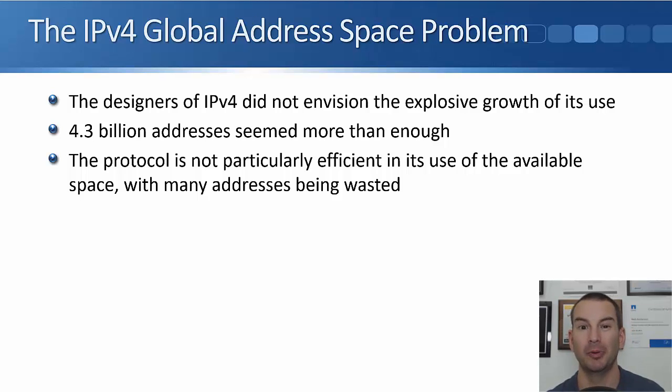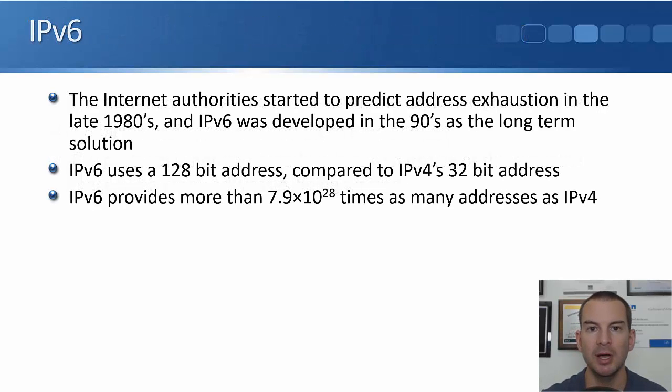Another problem is that the protocol is not efficient in the way that it allocates addresses. Again, because they thought that they had more than enough addresses, they didn't worry about wasting them. For example, the 127 address, wasting an entire class A range just for loopback testing. Also, large address blocks were given out to organizations who were not using anywhere near as many as the addresses they were given. So the IPv4 address space is not big enough for how many addresses we actually need on the internet today. So they ran out of addresses.